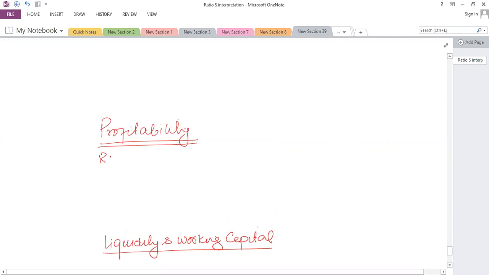So what reason comes to mind? The obvious reason is that we don't have information about that, so we have to think hypothetically. What would be the reason in return on capital employed?